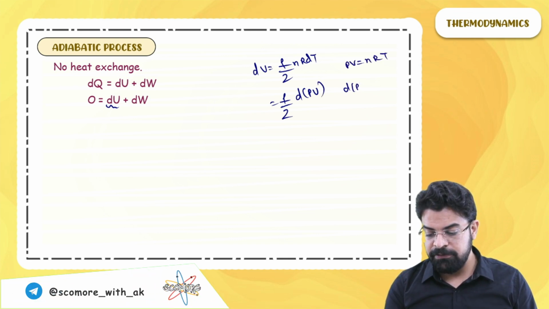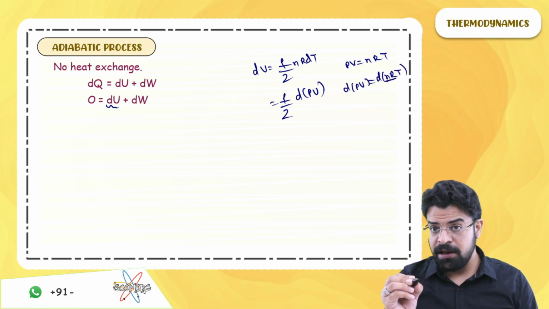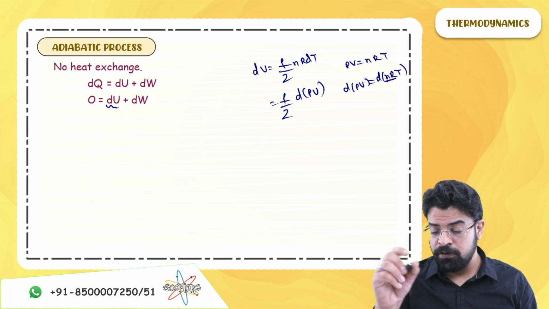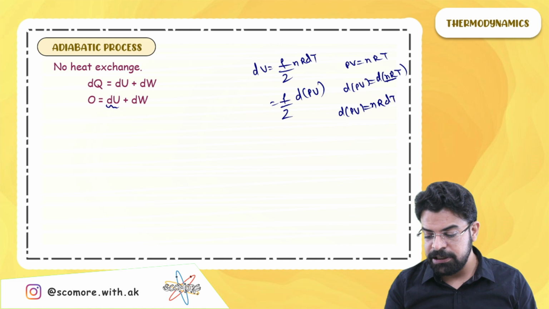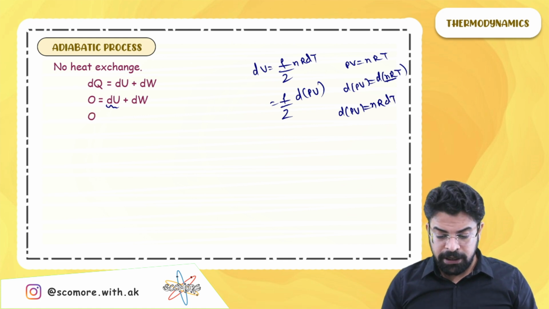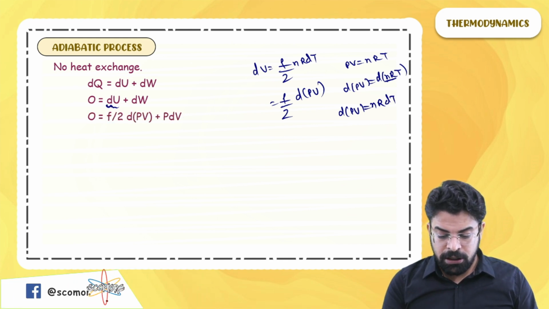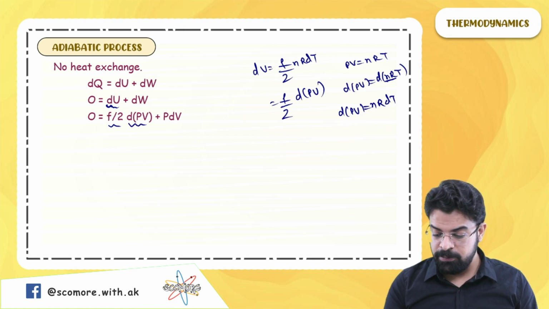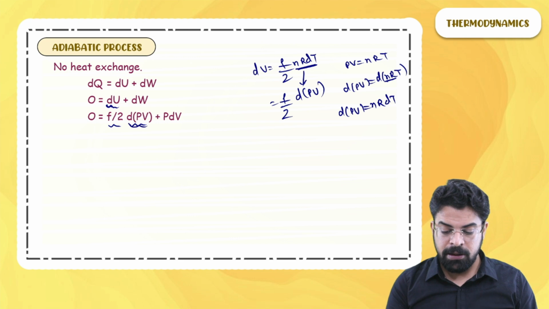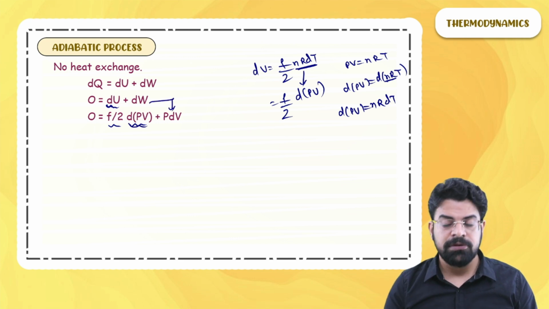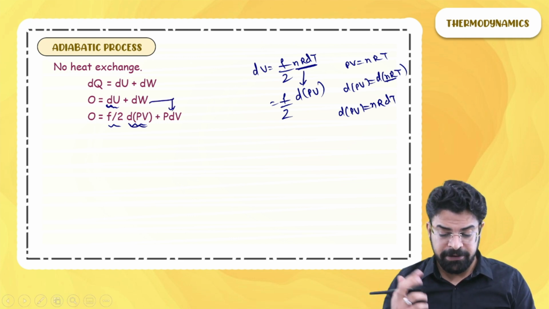So d(PV) equals differentiation of nRT, as n and R are constant. You can take them out of the differentiation. So you get d(PV) equals nR times dT. So you can write 0 equals F by 2 d(PV). In place of nR dT, you can write d(PV), plus infinitely small work done, which by definition goes as PdV.